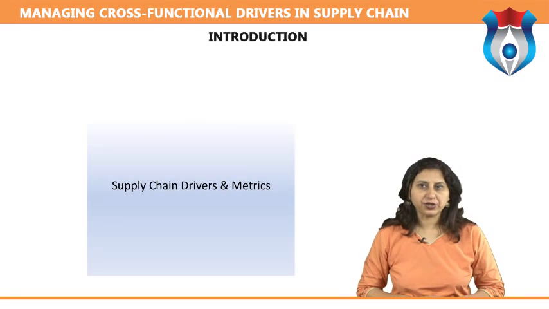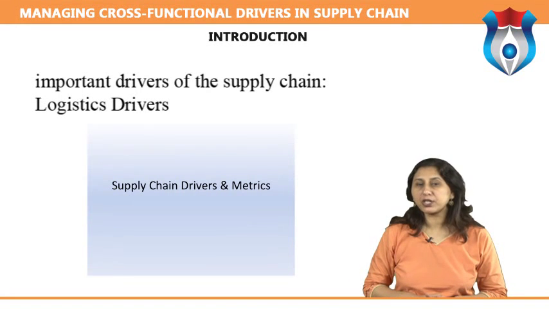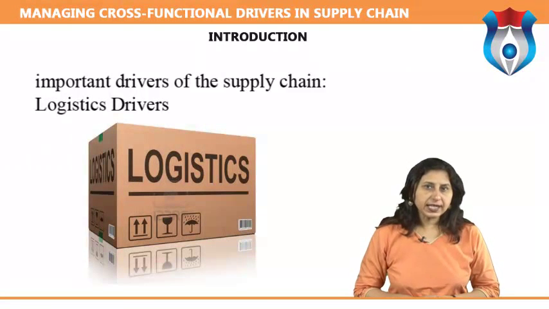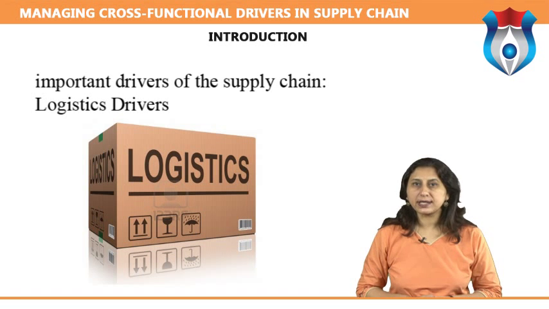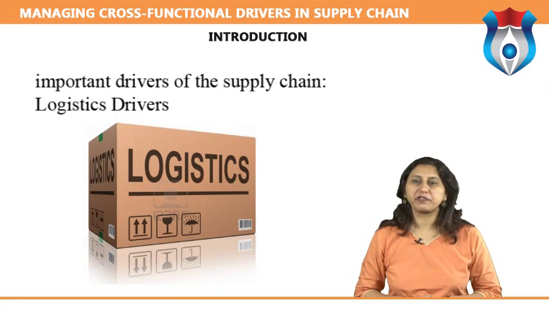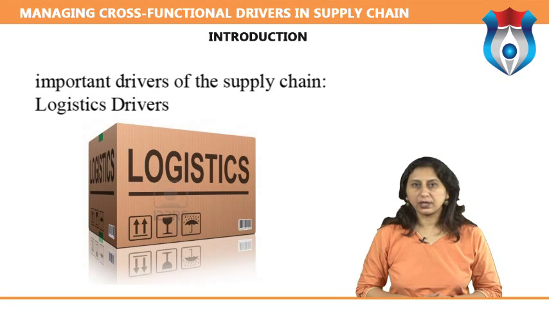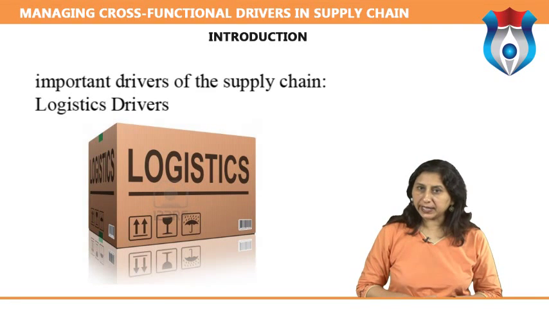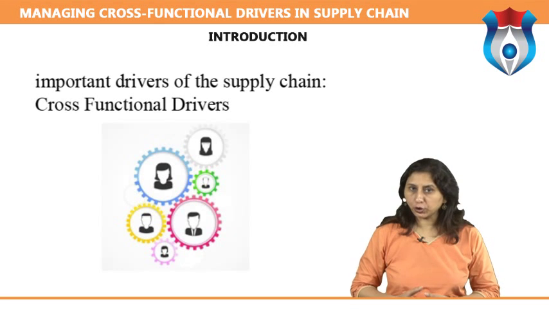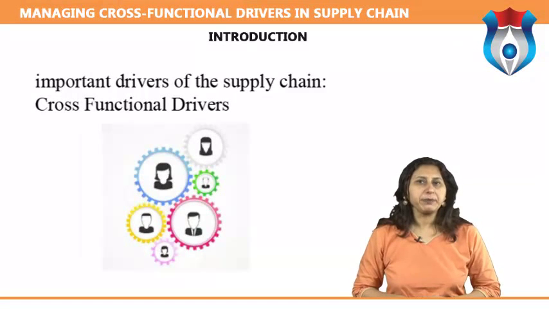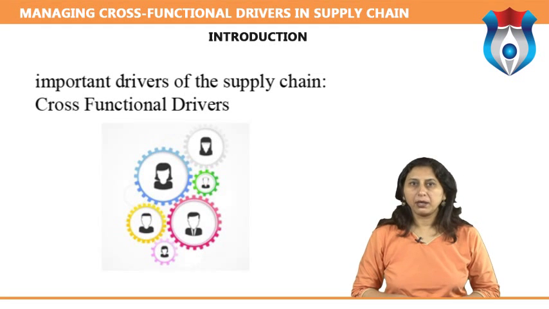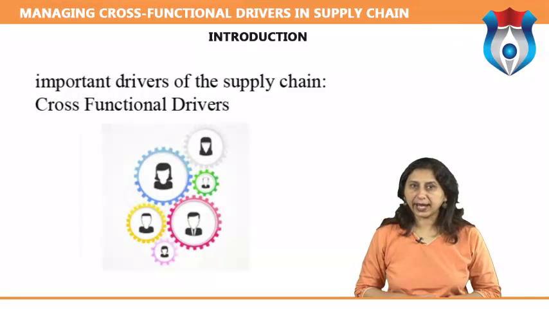Let's start with the introduction. The following are the important drivers of the supply chain. Logistics drivers: facilities, warehouse or storage locations or factory location. Inventory, stock of raw materials or finished goods. Transportation: moving of goods from one place to another. Cross-functional drivers: pricing, cost of goods. Information: information is nothing but the customer needs and wants. Sourcing: procuring raw materials for production activities.